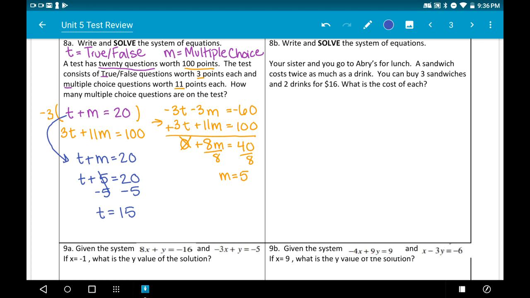Okay, 8b. Your sister and you go to Arby's for lunch. A sandwich costs twice as much as a drink. You can buy 3 sandwiches and 2 drinks for $16. What are the costs of each? So here we have 2 variables. It's going to be S for sandwich and D for drink.